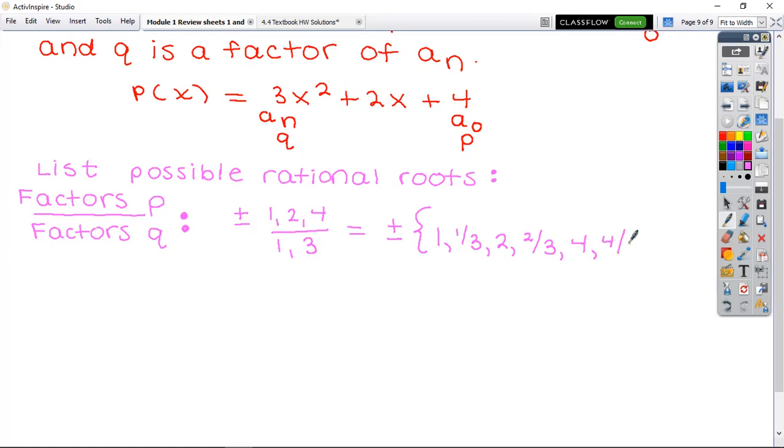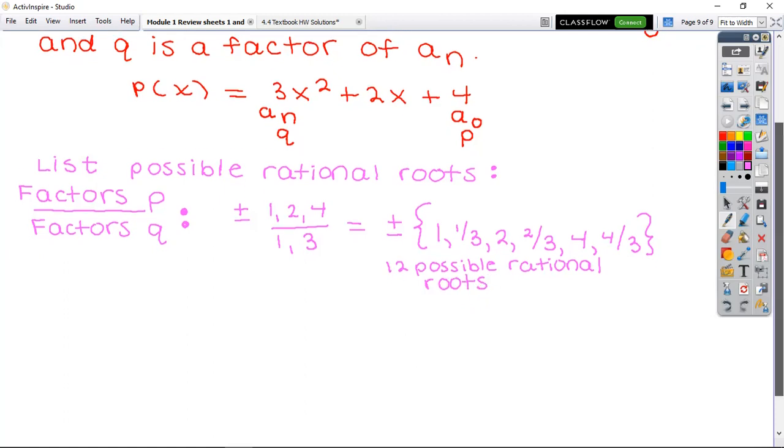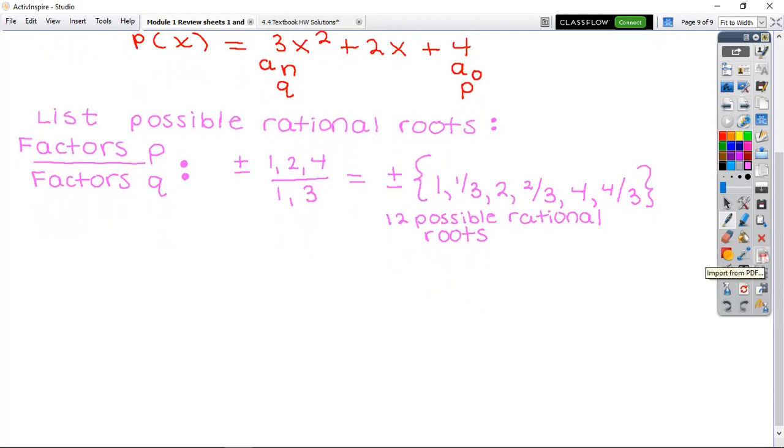Okay. So what this means is this particular polynomial would have 1, 2, 3, 4, 5, 6 times 2, because you have the negatives, 12 possible rational roots. Okay. So this would have 12 possible rational roots. So some of your homework questions are just simply going to ask you to do that, just to list them. So 12 possible rational roots. Okay. So let's jump in and give you another example.